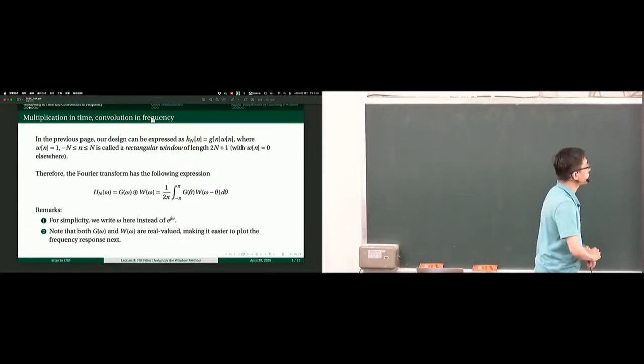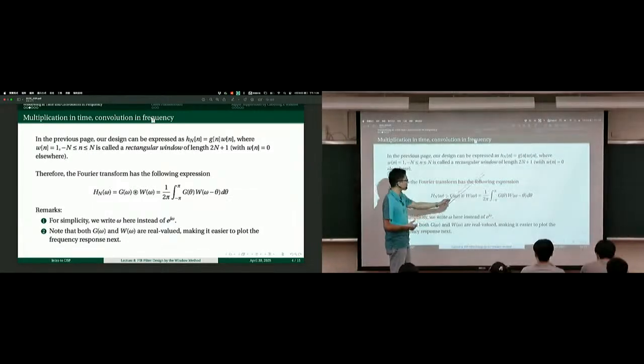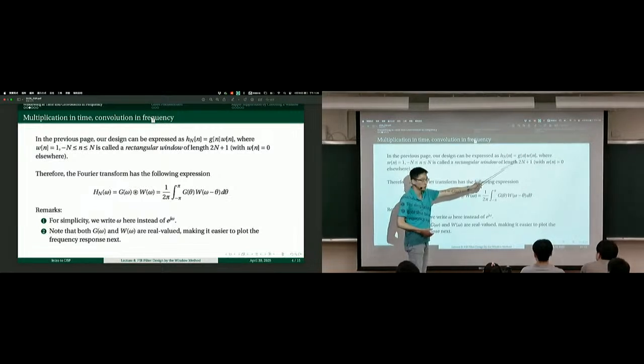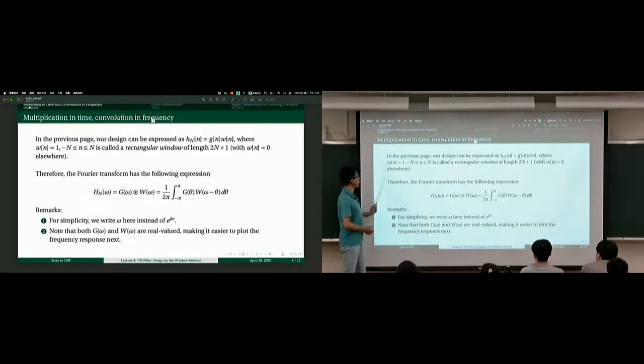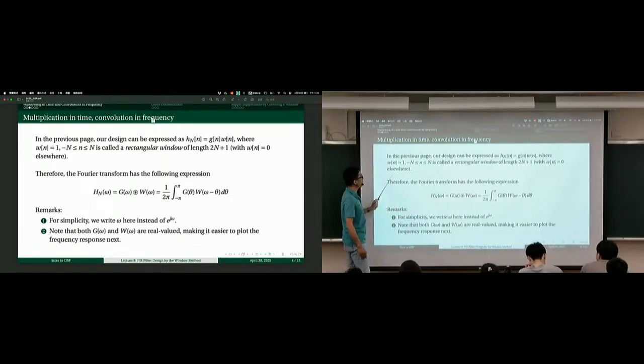So in the previous page, let's rewrite this action of truncation as multiplication. We are going to multiply the ideal response, G, with a window function, W. And W is simply 1 in between plus and minus n, and 0 elsewhere. So by just multiplying our ideal response with the window, we get a truncated filter.